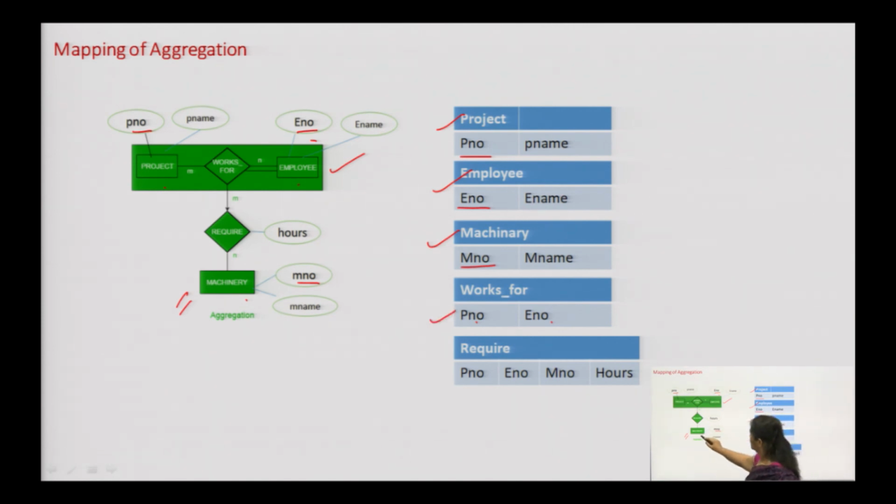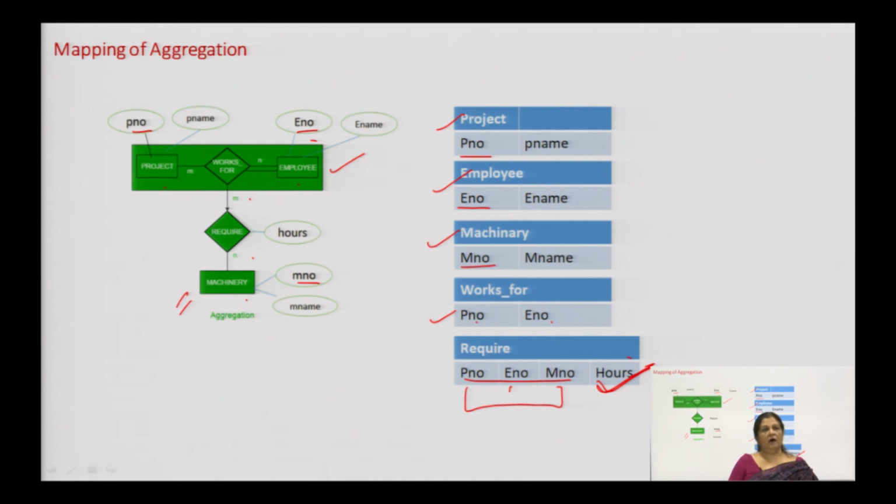What will we do for require? Again it is M is to N. So, PNO, ENO and MNO, from all the 3 entity types that are there, plus the attributes of the relationship type, and the key will be PNO, ENO, MNO. This is how we will show the mapping of the aggregation into the relationships.